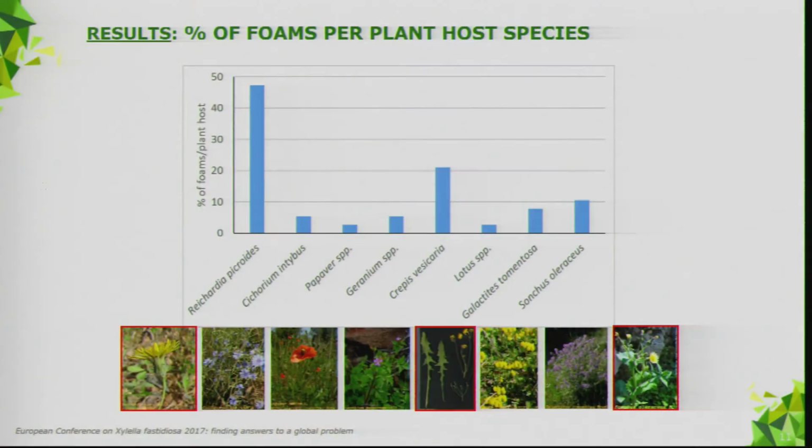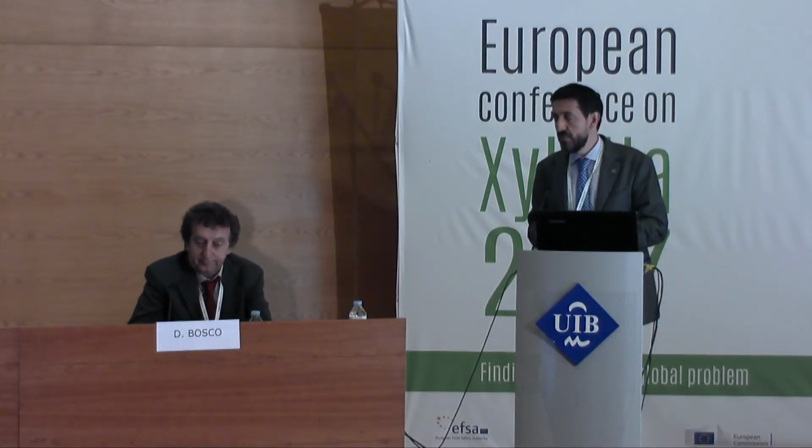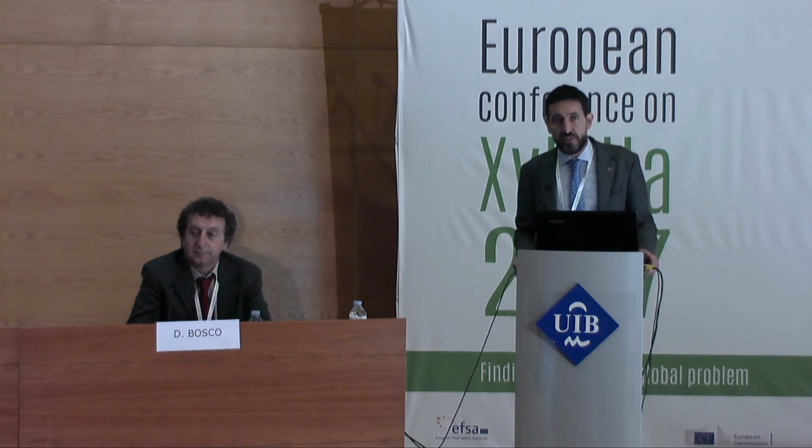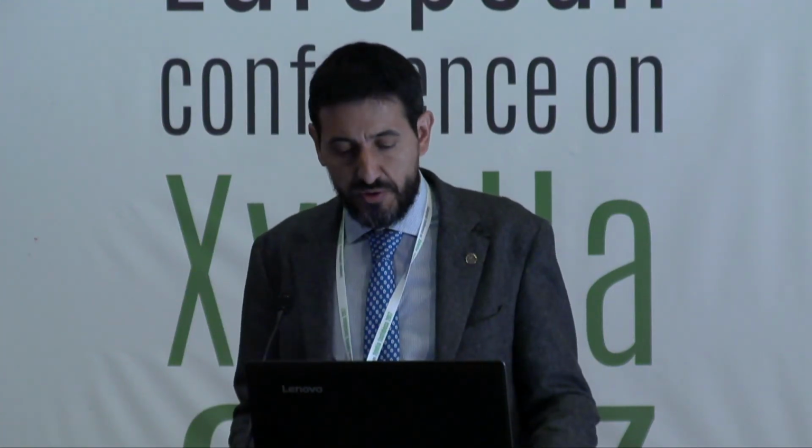Here you have also all the plant species and the percentage of foams per plant host. And you see that some of the species got many more foams than others, particularly species like Reichardia picroides. Most of the species that we found were hemicryptophytes. That means that just the aerial part of the plant dies during the summertime and autumn, depending on the cycle of the plant. They may have different flowering times. And this is for sure a type of plant that this kind of insects likes very much, because they keep some of the resources for the next season.